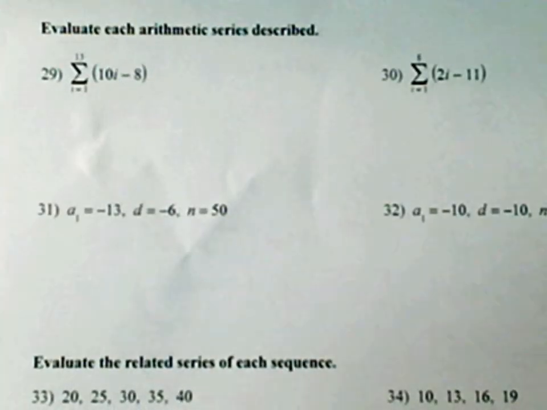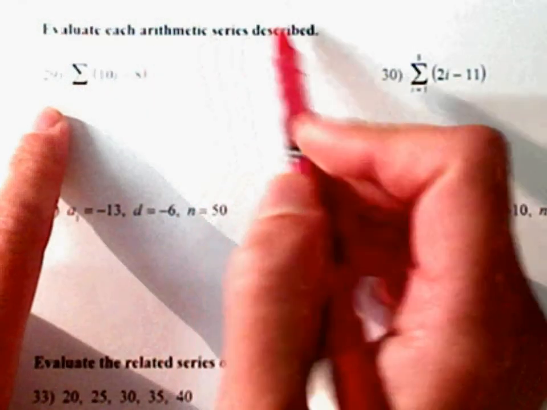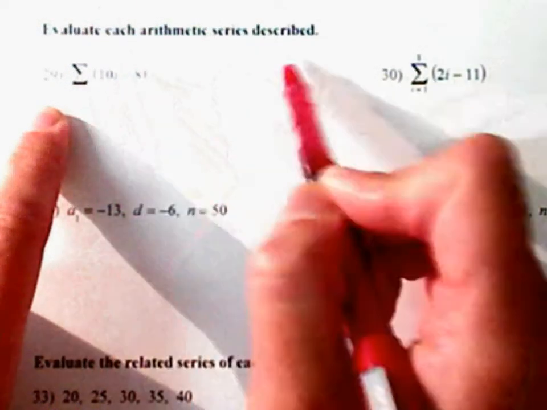Hey guys, welcome back to page 5 of your Unit 9 sequences and series. So let's take a look at these right here. Alright, number 29, you are to evaluate each arithmetic series described. You're starting at 1 and you're going to have 13 terms.